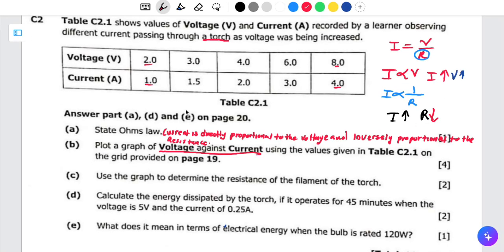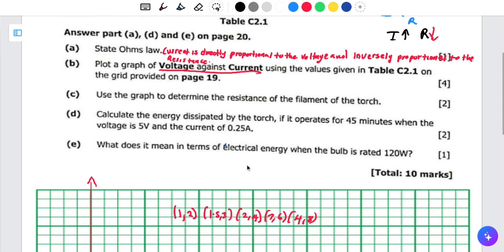Since this one is in the x-axis and this one is in the y-axis, in terms of the coordinates, we have the first one as 1,2, the second one as 1.5,3, the third one 2,4, the fourth one 3,6, then the last one 4,8. So let me just get the same coordinates that we have, and then we use them to plot the graph. So let me just put them somewhere here.